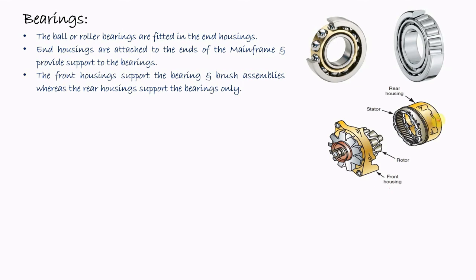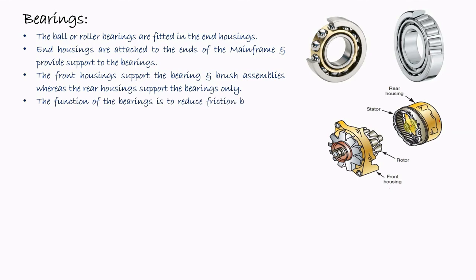So here is the figure of the front housing and the rear housing. This is the part of the stator, or you can say the part of the frame, that is the yoke. And bearings are basically fixed with the housing. On the front side, it will support the bearing as well as the brush assembly, whereas on the backward side, the rear housing, it will support only the bearing, because in the front as well as in the rear part, on both sides, bearings are basically used.